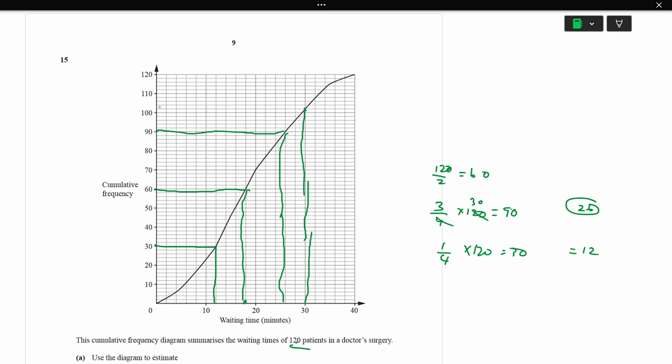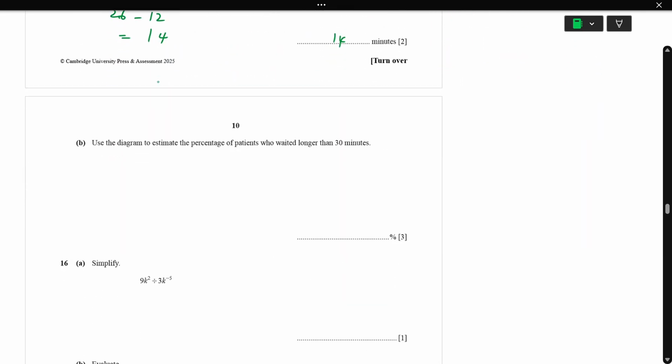So 30 is going to be here, where each one is 2, 4, 6, 8, and which one is 2? So 102. So 104, we need to find this distance. These are the people waiting more than 30 minutes. So 120 minus 102, which is going to be 18.